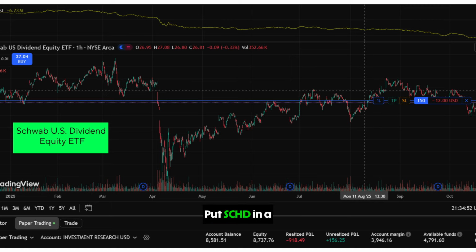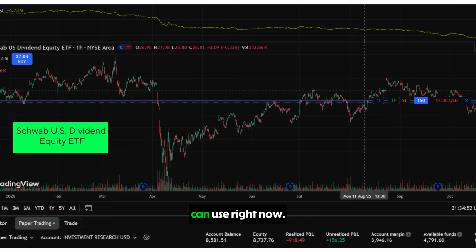Put SCHD in a Roth IRA. The dividends and eventual withdrawals grow tax-free, and qualified dividends can be tax-efficient in a taxable account, but many investors prefer the tax shelter of a Roth or traditional retirement account for long-term dividend strategies. If you own SCHD in a taxable account, consider tax loss harvesting when appropriate, and manage lot selection for dividend distributions to minimize taxable gains.